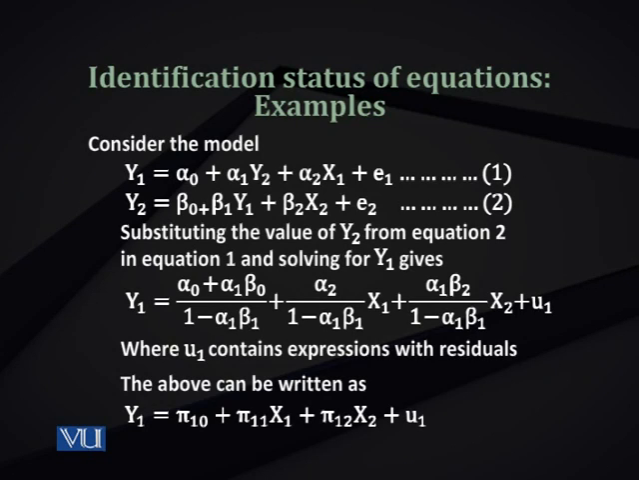So in fact, pi 1 naught is equivalent to the first term of the previous equation. That is, pi 1 naught is alpha naught plus alpha 1 beta naught divided by 1 minus alpha 1 beta 1. Similarly, the coefficient of x1, alpha 2 over 1 minus alpha 1 beta 1, is labeled as pi 1 1. And the third one, the coefficient of x2, alpha 1 beta 2 by 1 minus alpha 1 beta 1, is labeled as pi 1 2.